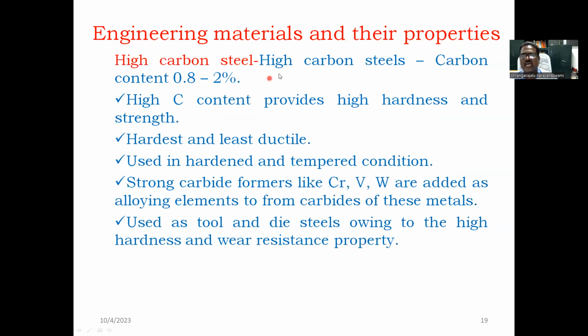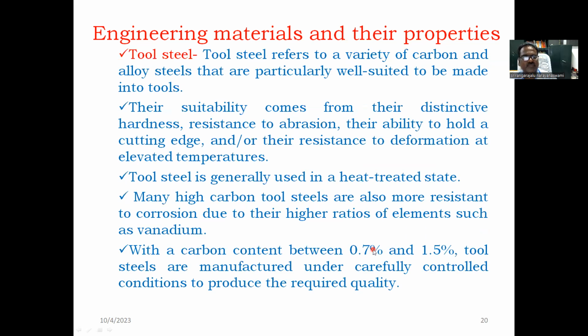High carbon steel has a carbon content of 0.8 to 2%. High carbon content provides high hardness and strength; it is the hardest and least ductile. Used in hardened and tempered condition, strong carbide formers like chromium, vanadium, and tungsten are added as alloying elements to form carbides of these materials. Used as tool and die steels owing to high hardness and wear resistant property.